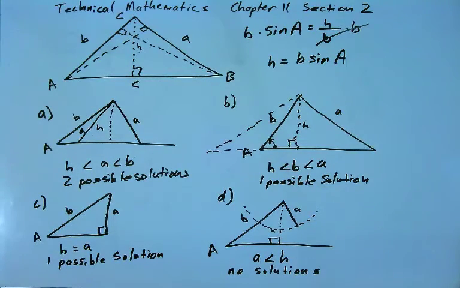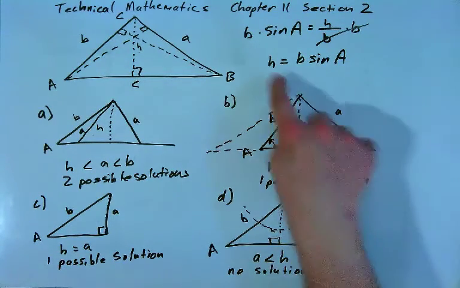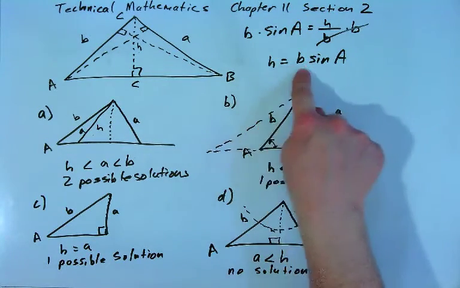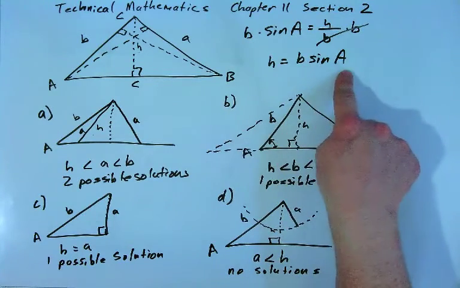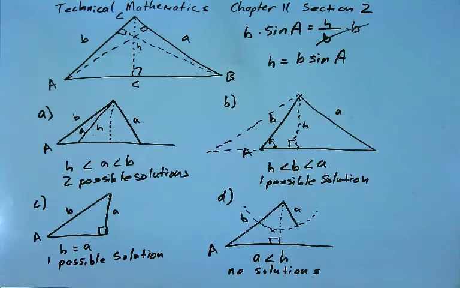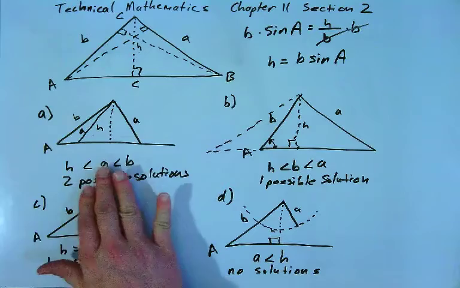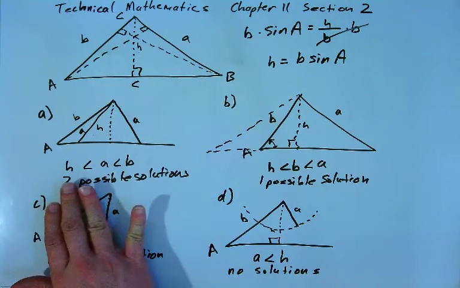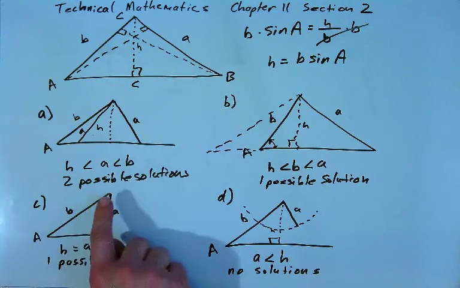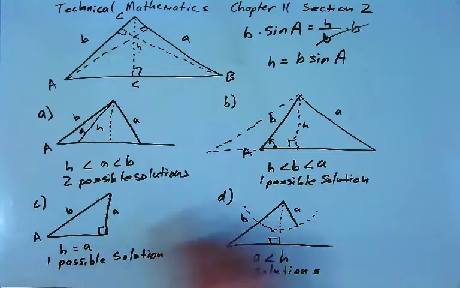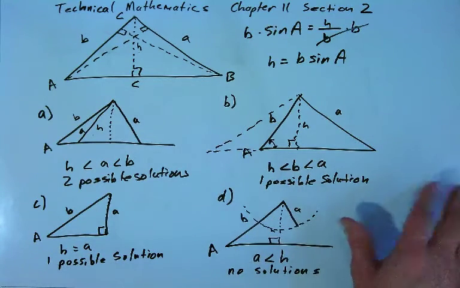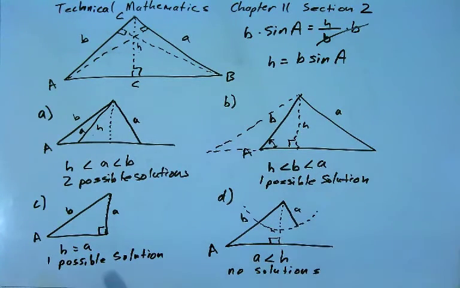So these are our four possibilities. You're given some information about a triangle. You're asked to solve for the missing information. Start by calculating H using the length of the side that was given to you times the sine of the angle that was given to you. And then check to see if A is greater than H but less than B. If it is, you know you'll have two possible solutions to that triangle. If A is greater than H and B, there's only one possible solution. If H is equal to A, there's only one possible solution, a right triangle. And if A is less than H, there's no possible solution. So a triangle cannot be formed from that given information.